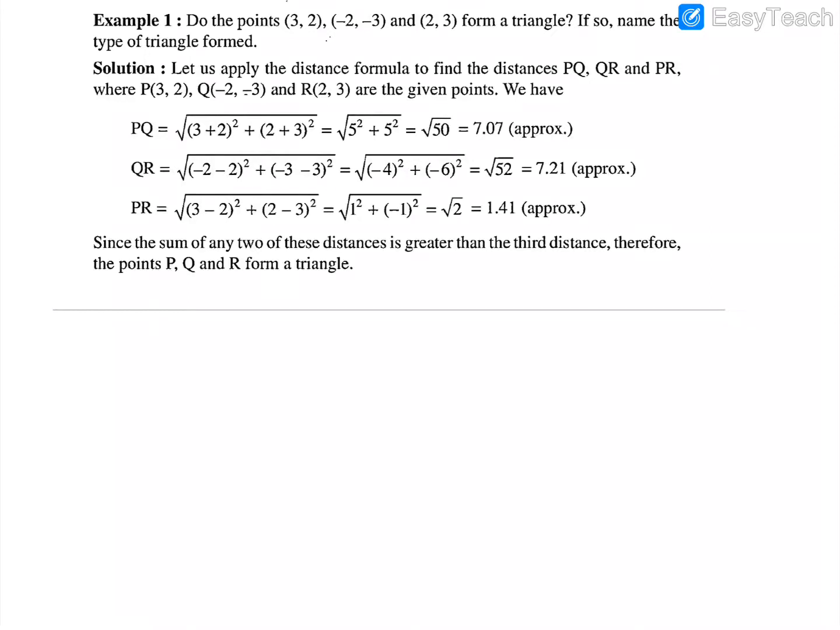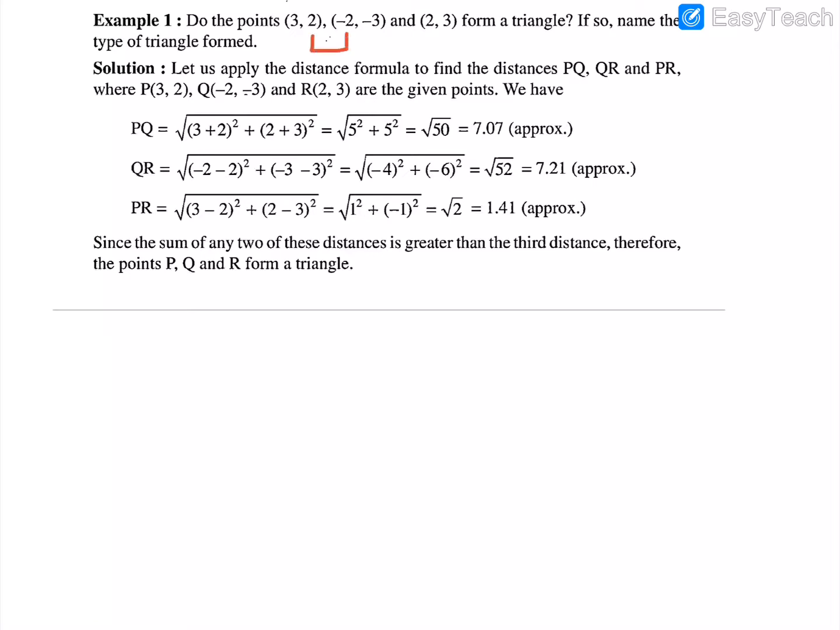So, children, let us discuss. We have discussed the introduction of distance formula, how it is derived and how it is used. Now, let us do some example sums. Here, do the points (3, -2), (-2, -3) and (2, 3) form a triangle? Whether they form a triangle or not, we are going to find using the distance formula.